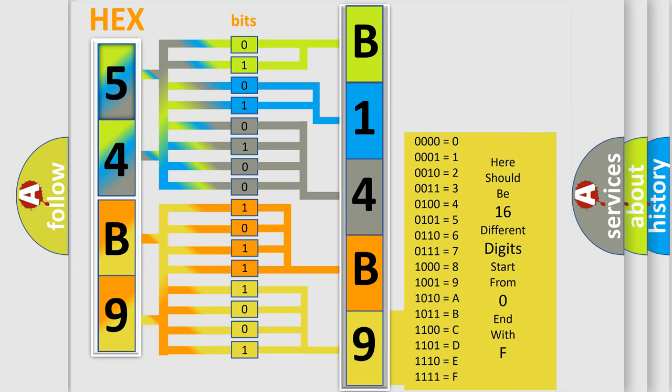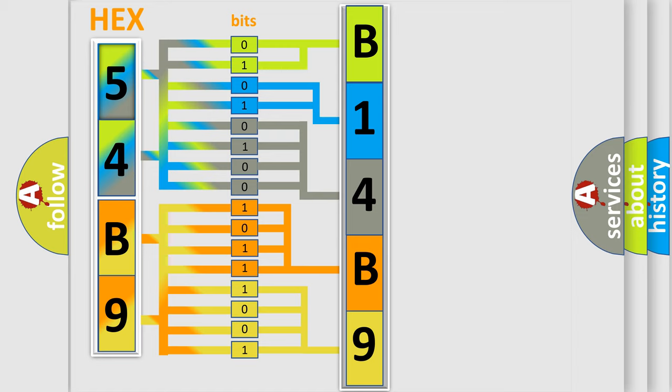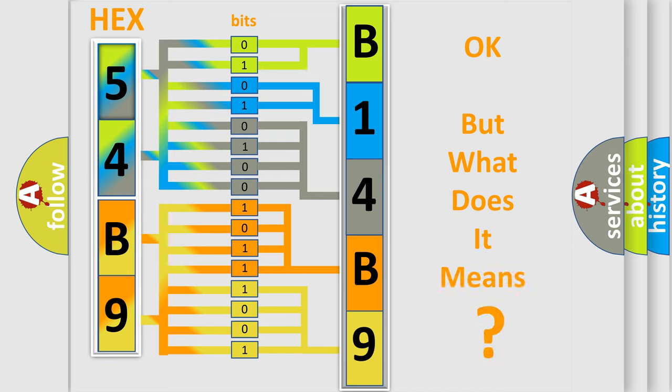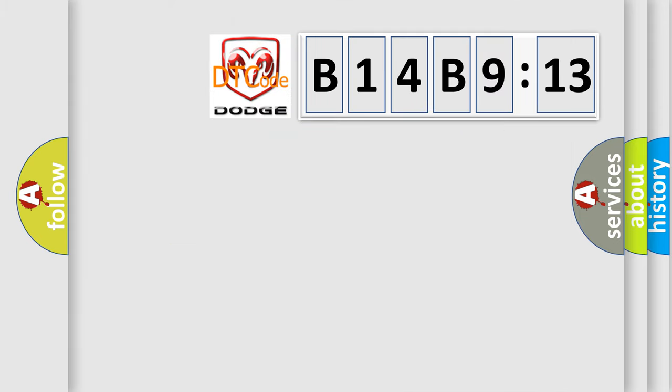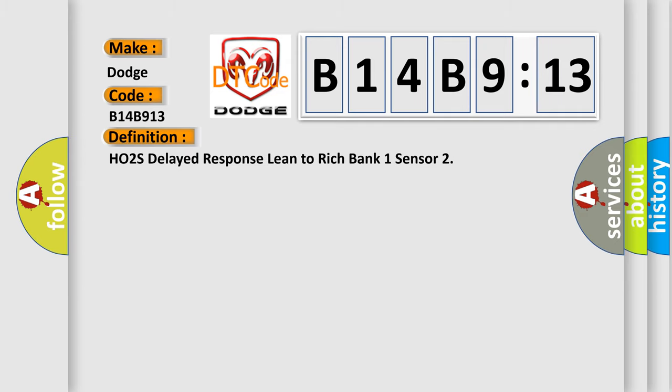We now know in what way the diagnostic tool translates the received information into a more comprehensible format. The number itself does not make sense to us if we cannot assign information to what it actually expresses. So, what does the diagnostic trouble code B14B913 interpret specifically for Dodge car manufacturers? The basic definition is HO2S delayed response lean to rich bank 1 sensor. And now this is a short description of this DTC code.